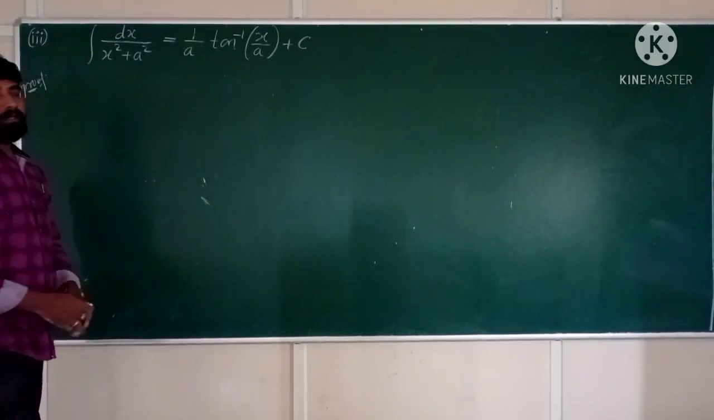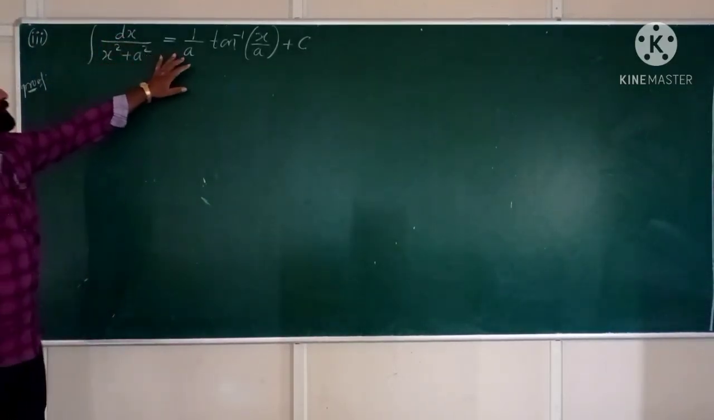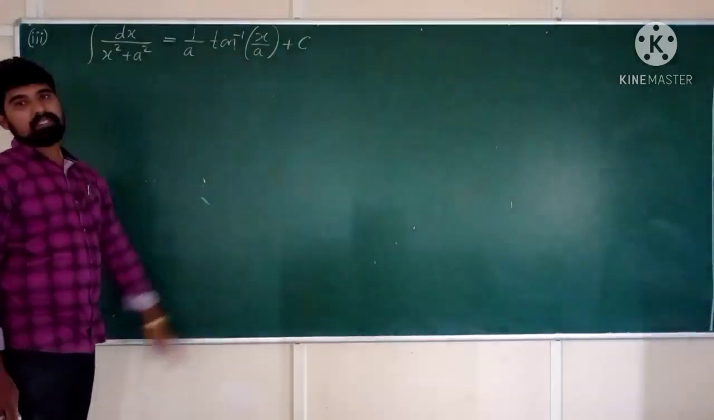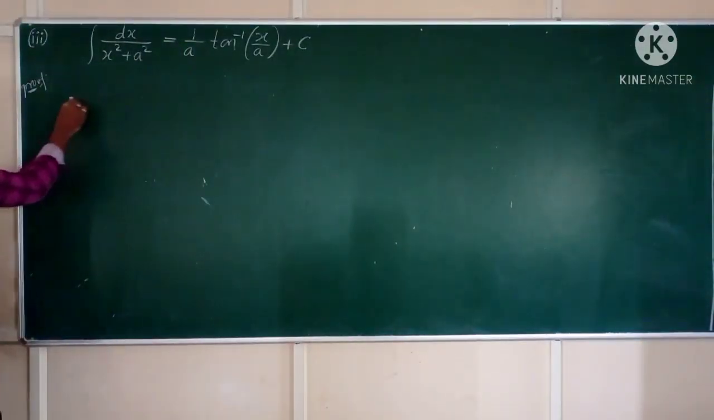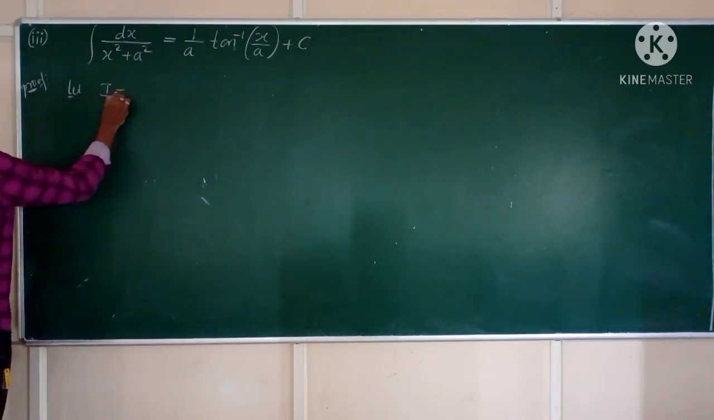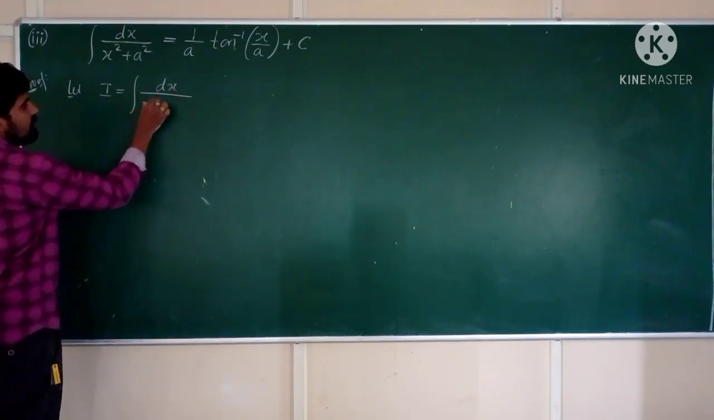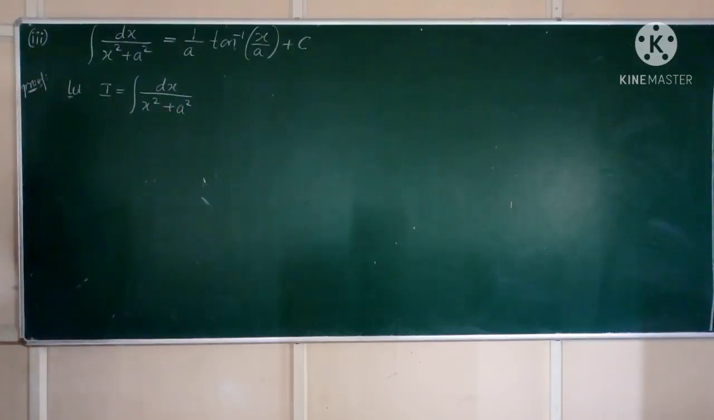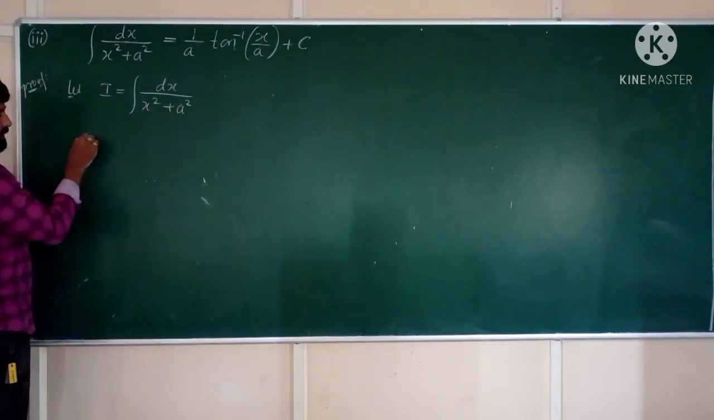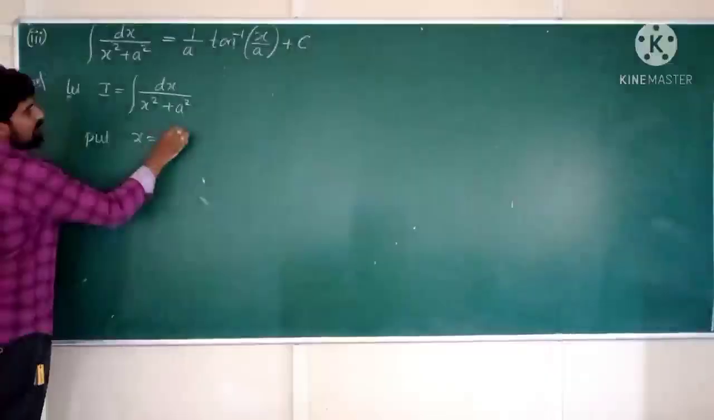Now the third one: prove that integration of dx divided by x square plus a square is equal to 1 by a tan inverse of x by a plus c. So to prove this, let us consider I is equal to integration of dx divided by x square plus a square. To prove this, put x is equal to a tan theta.